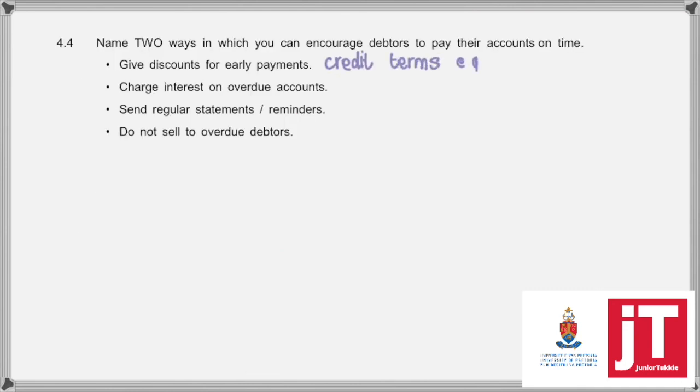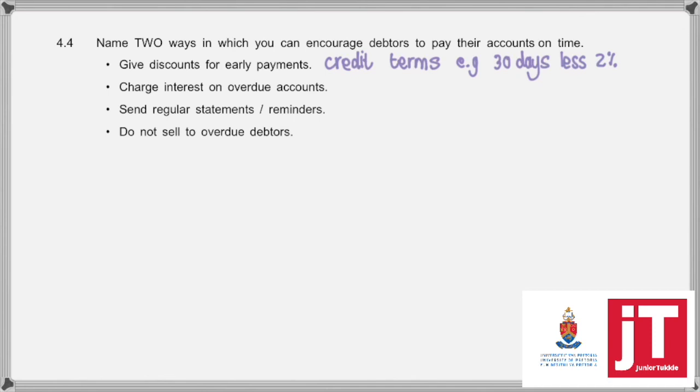Then name 2 ways that you can encourage debtors to pay their accounts on time. So first of all, give a positive incentive. So give discounts on early payments. In other words, your credit terms is 30 days less 2%. So if you pay within 30 days, you get a 2% discount or a 5% discount. Whatever the business decides is affordable for them.